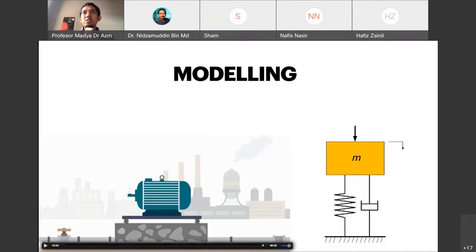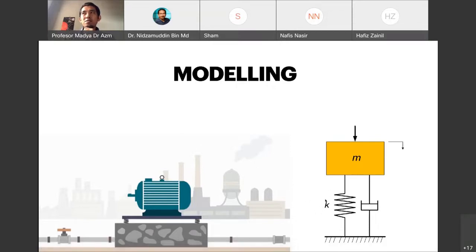And the second one, what causes the machine to oscillate up and down vertically, is the spring, which is the flexible element. The flexible element has a stiffness constant. That stiffness constant will determine how flexible or how stiff the spring is. If the value is high, it means the spring is very stiff. If the value is low, then the spring is very flexible.